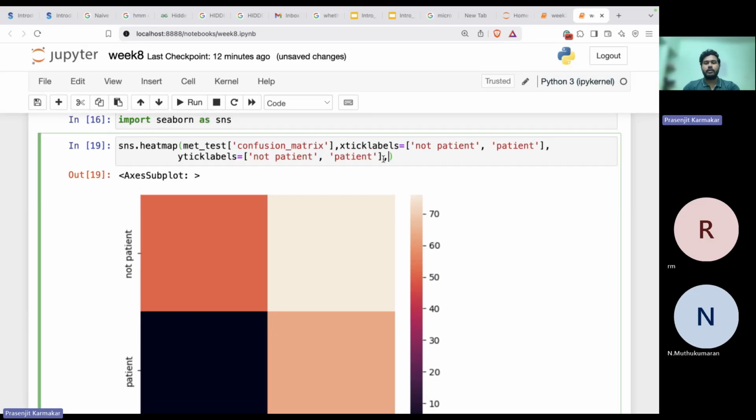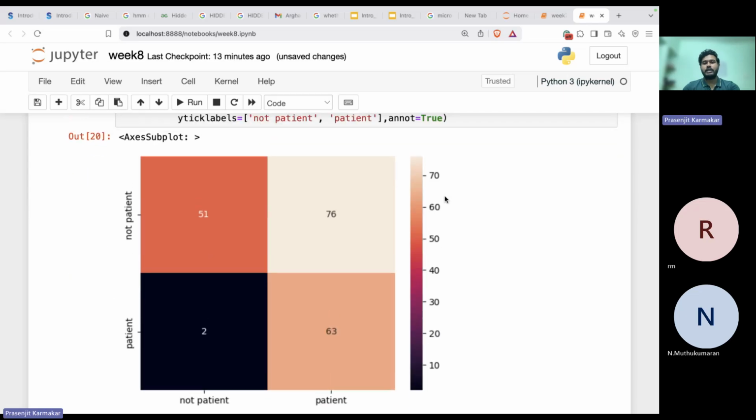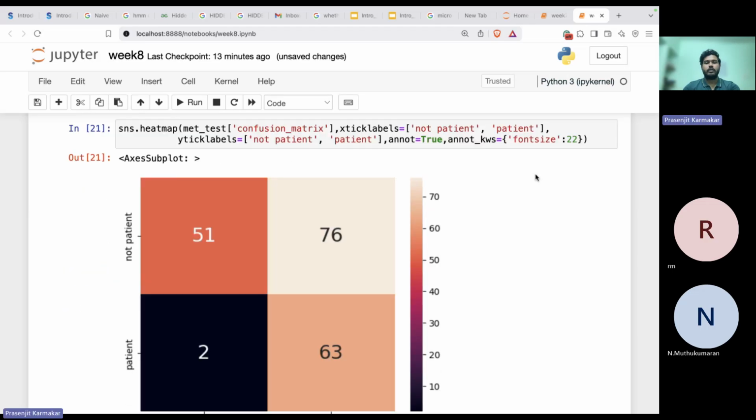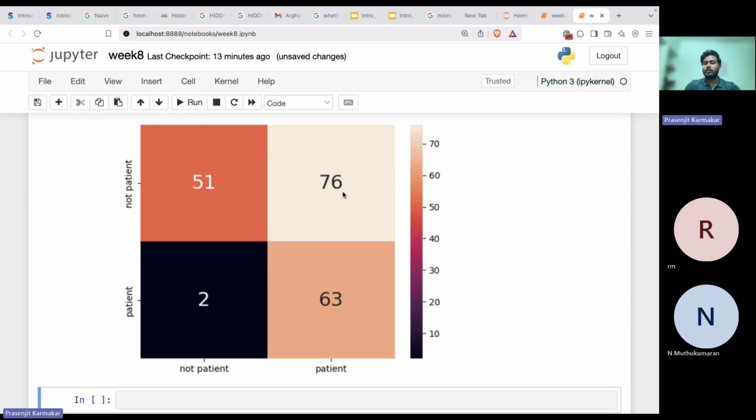Now also one thing I have to annotate. Yeah. Now see this. I can also create not keyword arguments. Font size to be 22. Okay. Now see this. If I am not a patient, I am classified as a not patient 51 times, and I am classifying it as a patient 76 times. So that means my model is sensitive towards classifying whether the person is a patient.